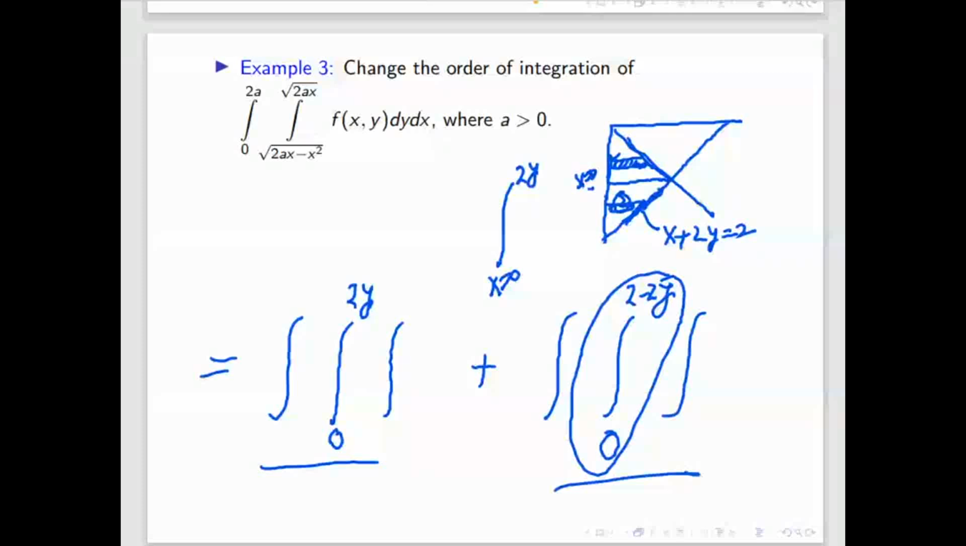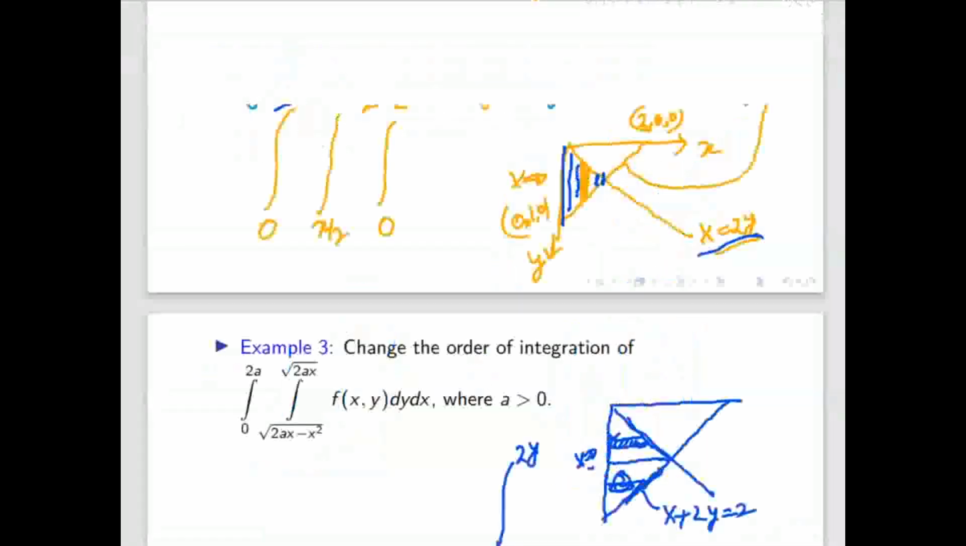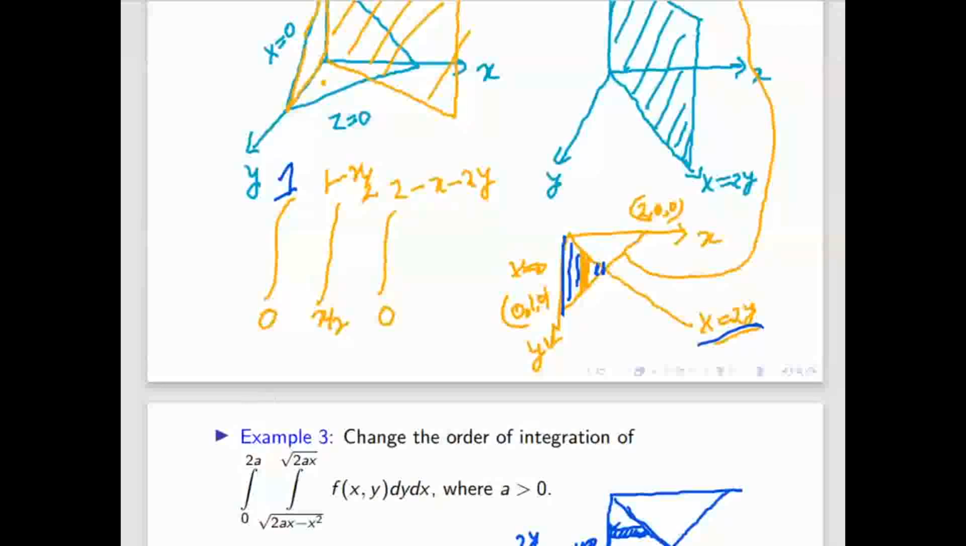If you take horizontal strip, if you take vertical, then vertical there is no problem, like we have seen here. Directly you will get the limit, only unique limit.